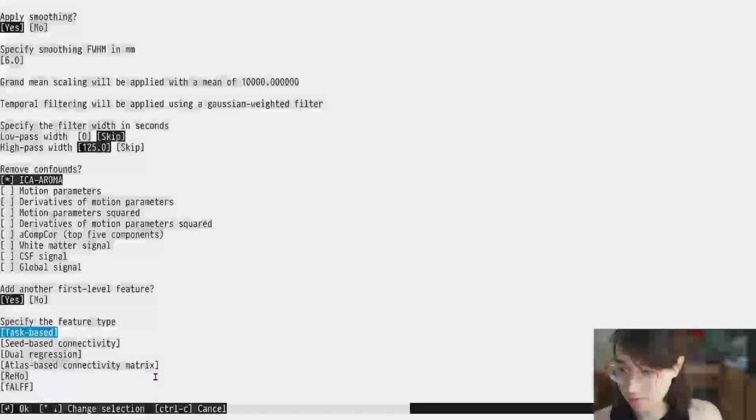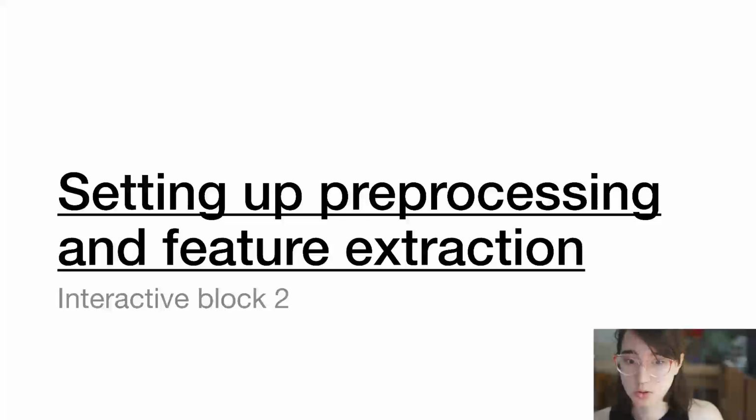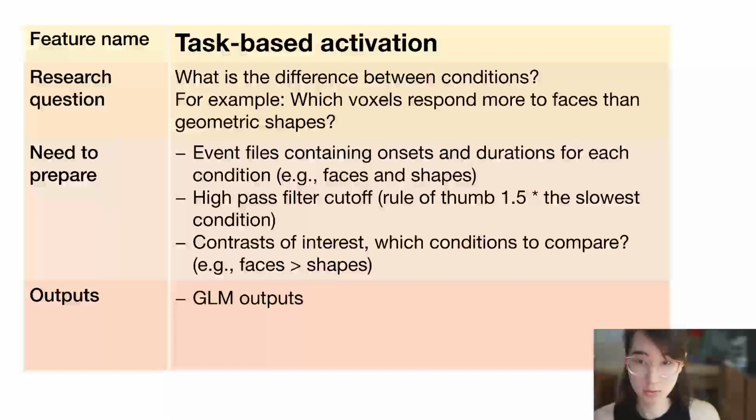And now I can add another feature. So there's seed-based connectivity, dual regression, and so on. So what actually do we have? We have task-based activation, which is what is the difference between conditions is our research question, right? We have different task conditions like angry faces and happy faces, or maybe also which voxels respond more to faces than geometric shapes. And then we need event files, so BIDS usually will provide them for you in a format that HALFpipe can automatically detect, but sometimes you might need to load them in manually.